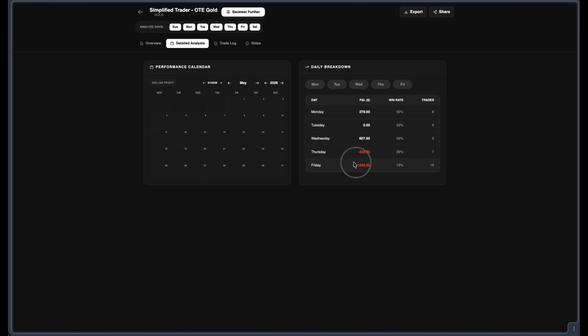And you can see the rest of the performance calendar breakdown there. You can see Friday was the worst day here with 16 total trades, a win rate of 13%, and minus $1,200. Granted, the whole strategy is trash, and I would absolutely completely avoid this at all costs.